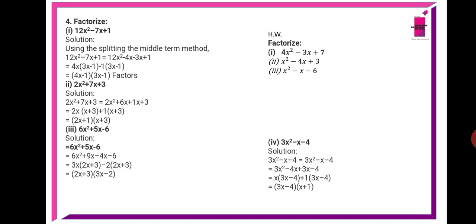Now 6x square plus 5x minus 6. So 6 into minus 6 is minus 36.